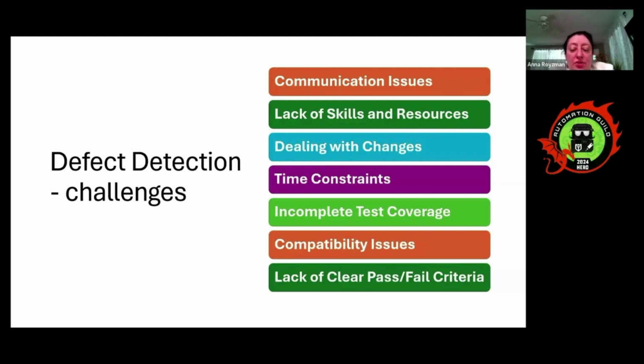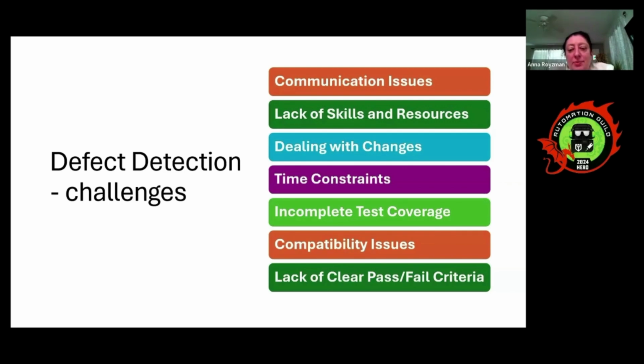How to deal with changes? Dealing with changes is a big deal. It takes time. There is always a time constraint. How much can you do in a certain amount of time? Incomplete test coverage is a big deal. So you can put your test automation in the wrong places.